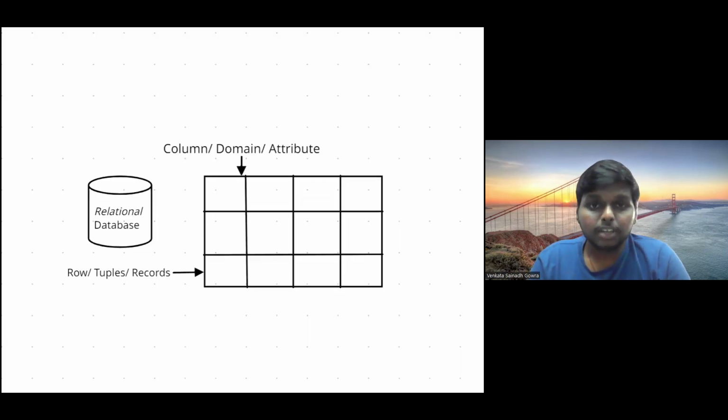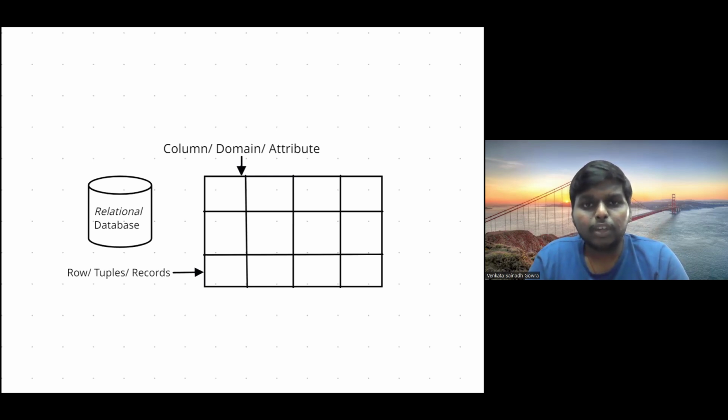We mostly use relational databases because they are very useful and very easy for retrieval of data. In a relational database, the data is stored in the form of tables. A table is a collection of rows and columns. A row is also called a tuple or record, and a column is called a domain or attribute. When we insert data into the table, it is inserted as a record, like a row.